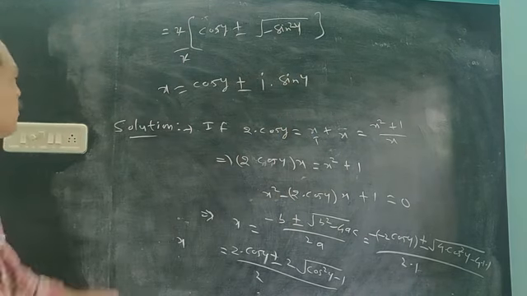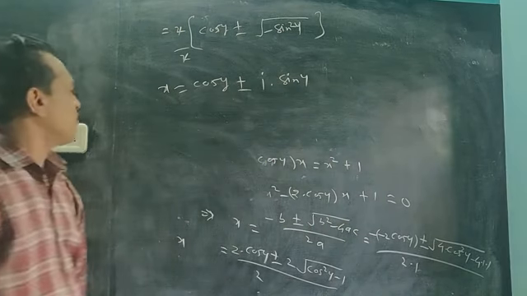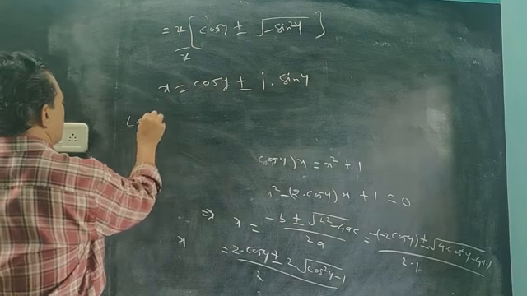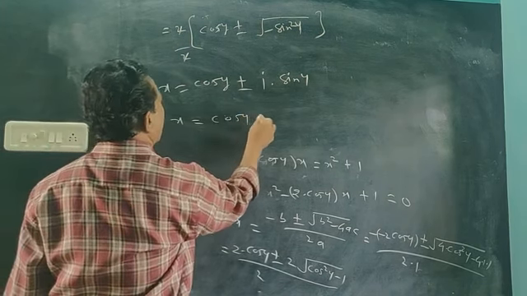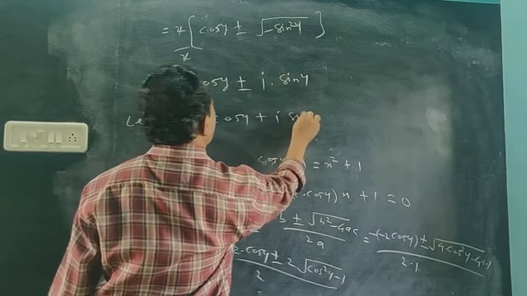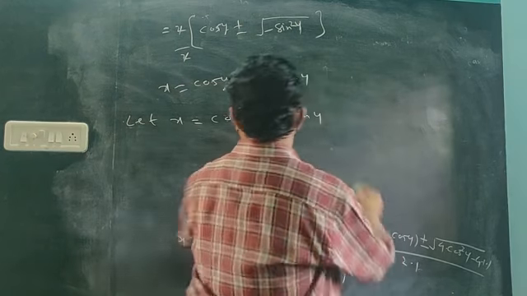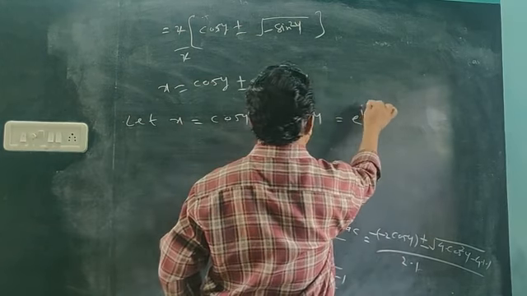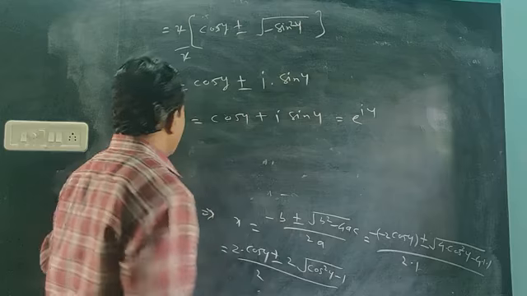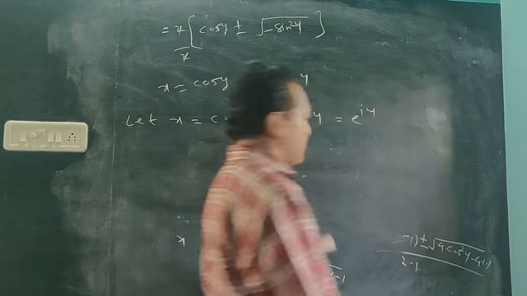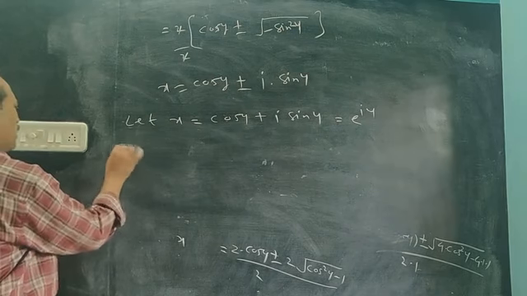So x equals cos y plus or minus i sin y. I take one of them, let us suppose the positive. X is cos y plus i sin y. This is, in the inverse formula, e raised to power i y. If you use the exponential formula, use e raised to power; otherwise, De Moivre's formula. Okay.